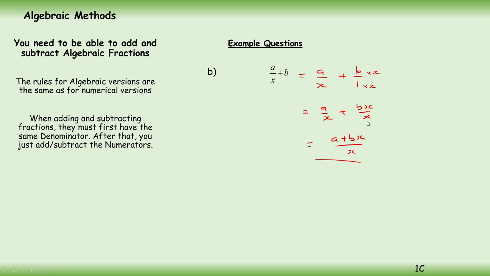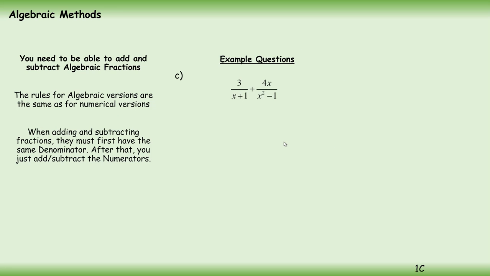So we're always working to get to the same denominator. So make some notes. When you're ready, hit play again, move on to the next example. Example C, 3 over x plus 1 plus 4x over x squared minus 1. Now, we want to find the common denominator, x plus 1.